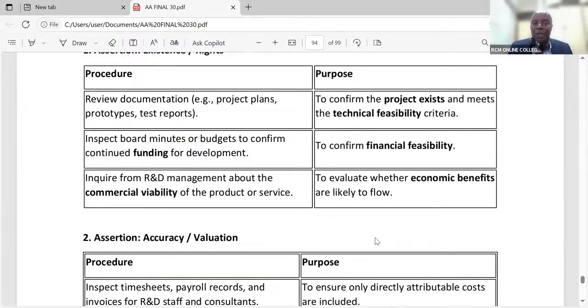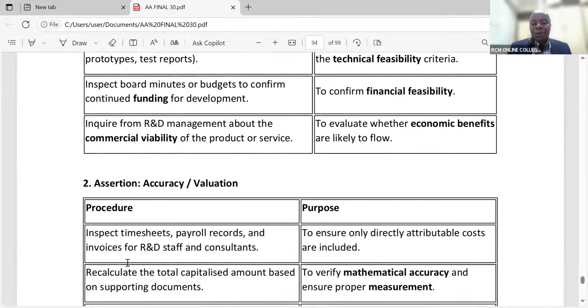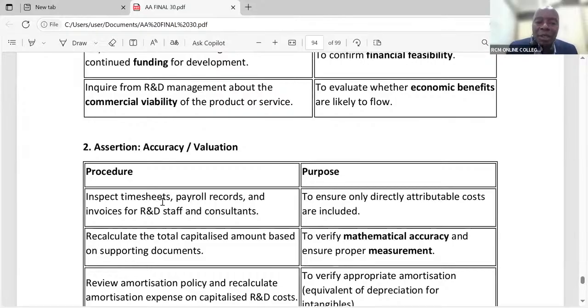Assertion, accuracy. It's important for me here. Assertion, existence, and rights. The next assertion here is accuracy and evaluation. Has this thing been valued accurately? The procedure: inspect timesheets, payroll records, and the invoices for research and development staff and consultants to be able to see how much time they've put in.